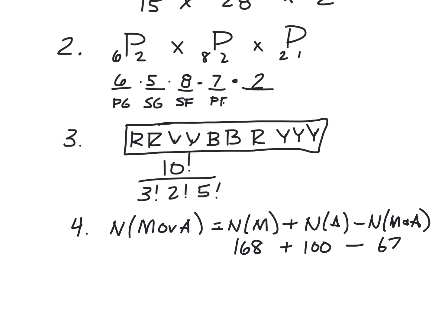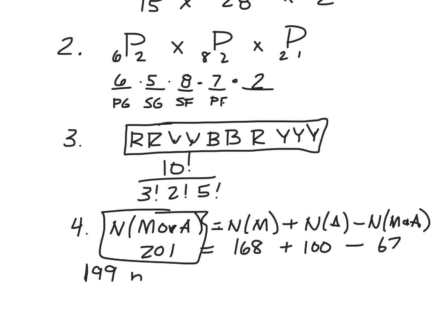I've got 268 minus 67 is 201. So 201 are in either math or athletics, which means the other 199, because there's 400 total, would be in neither activity.